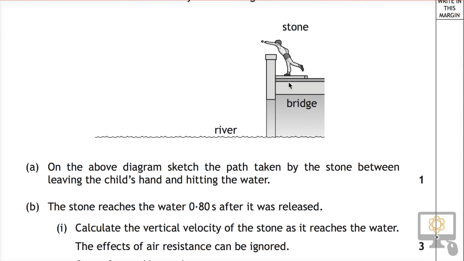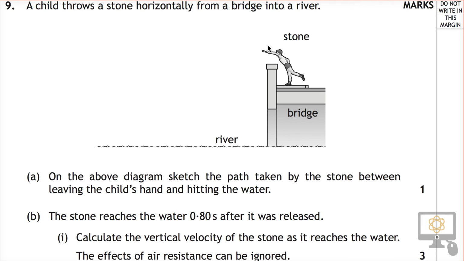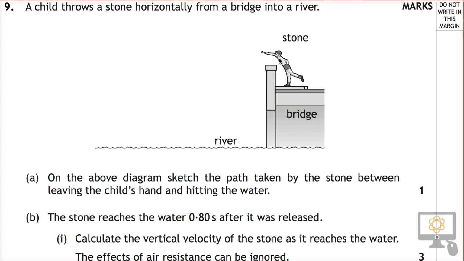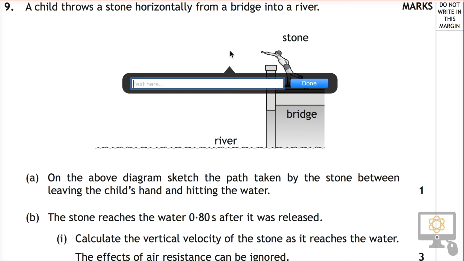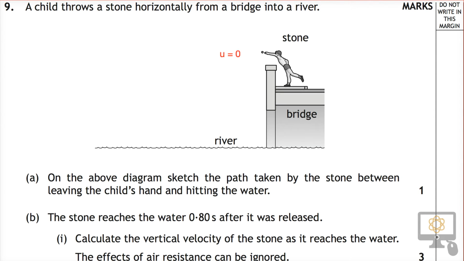So clearly this child is throwing the stone horizontally, as it says in the question. So there's no initial vertical velocity. So the first thing we can do is say that u, the initial vertical velocity, is equal to 0. It's going to hit the river, it's not the ground, after accelerating for a period of 0.80 seconds, and it's accelerating due to gravity. So its rate of acceleration is 9.8 meters per second squared.